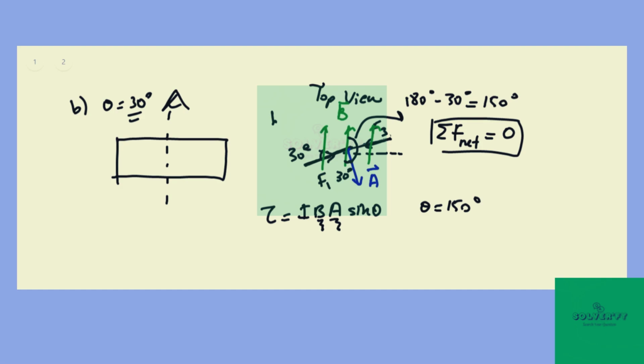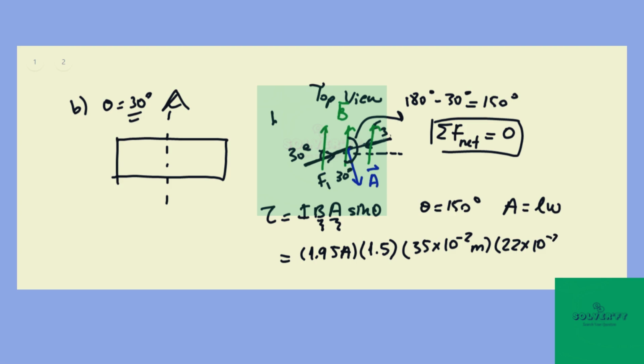Well, the rest is pretty much the same, right? The current was given to us as 1.95 amperes, and the magnitude of the magnetic field is 1.5 times the area, being again the area of a rectangle. It's going to be length times width. So then length was 35 times 10 to the power of negative 2 meters, right? We did the conversion. 22 times 10 to the power of negative 2 meters. This is the area.